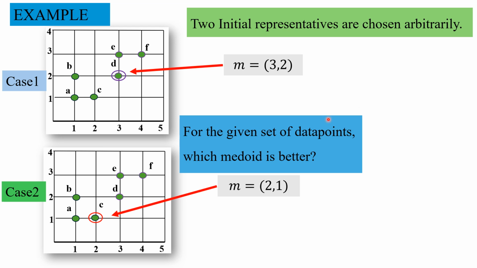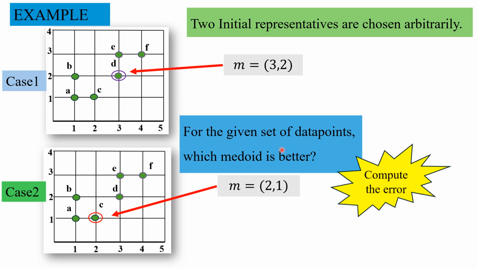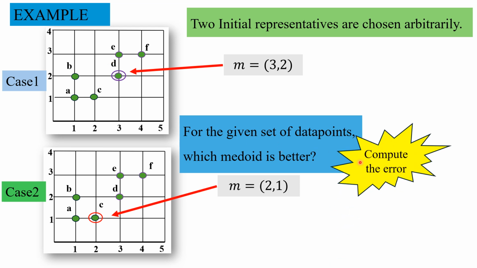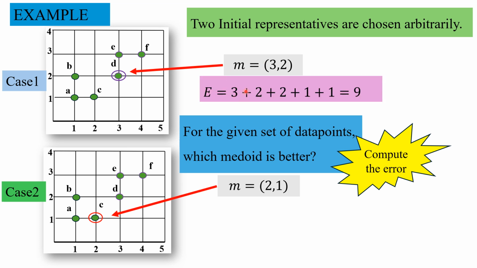So we need some computation to decide which medoid is better. Which medoid is better? We have two choices here. We could have taken more choices actually. So for this we compute the error as per the given formula in the previous slide. So the error in the first case is the distances of this representative point from all the points.